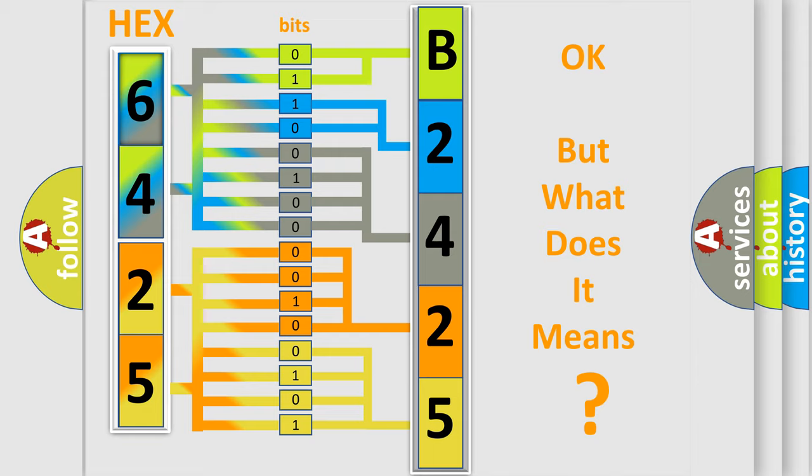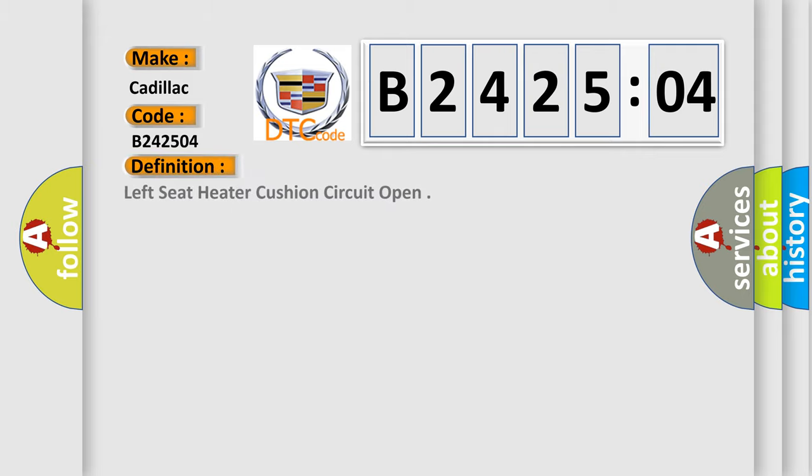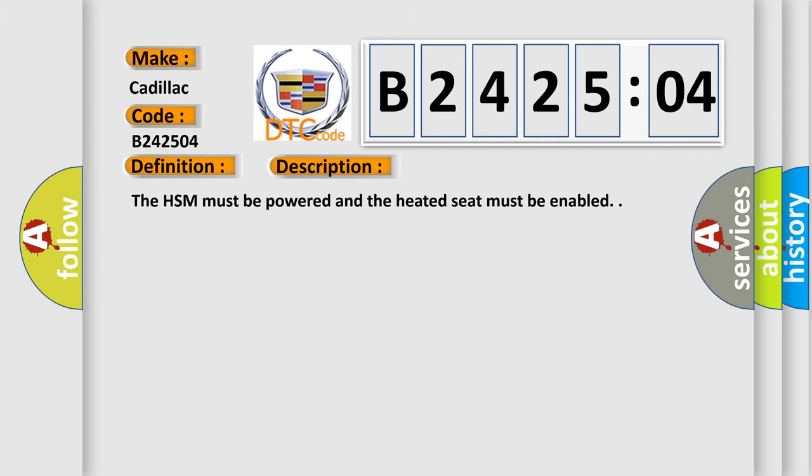The number itself does not make sense to us if we cannot assign information to what it actually expresses. So, what does the diagnostic trouble code B2425-04 interpret specifically for Cadillac car manufacturers? The basic definition is: left seat heater cushion circuit open. And now this is a short description of this DTC code. The HSM must be powered and the heated seat must be enabled.